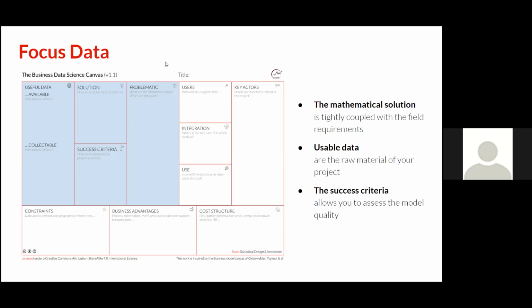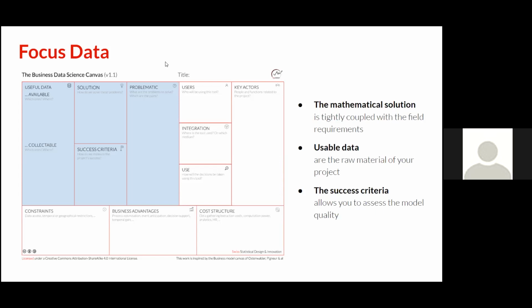Data will be the raw material of your project, so you have to really know what you need and where to get it. Finally, for the data focus, we have the success criteria. The success criteria allows you to assess the model quality. From a technical point of view, it's usually your loss function. But here, the main point is, since your problematic is business related, that's often written in words, then the success criteria is the equivalent in mathematical terms. It's the job of your data scientist to write a good translation between French, English, and mathematics.